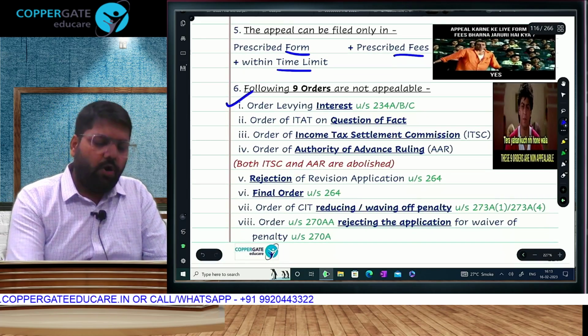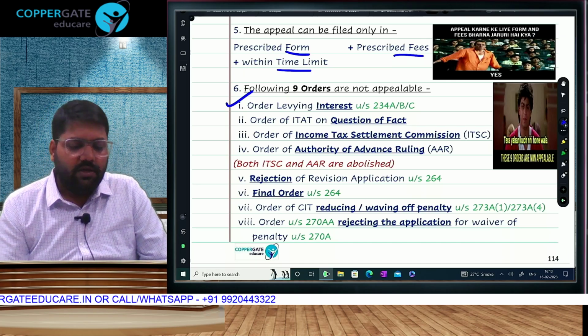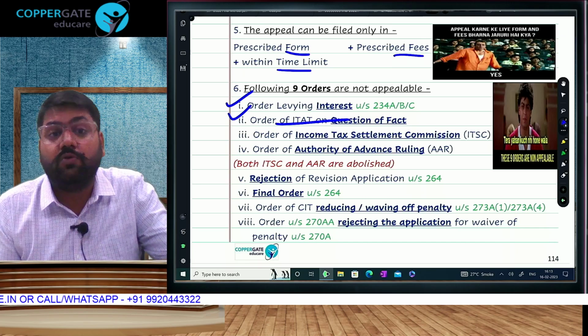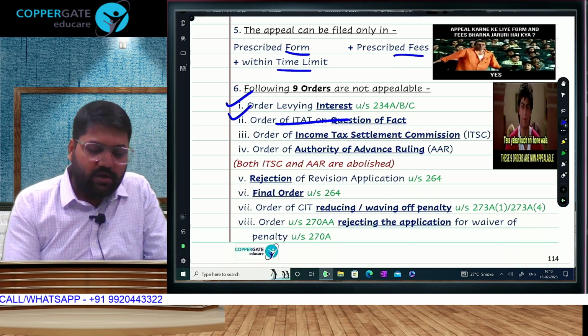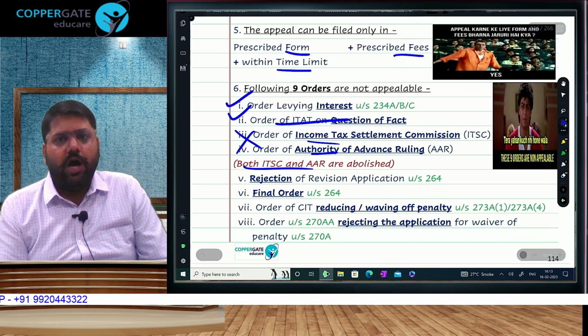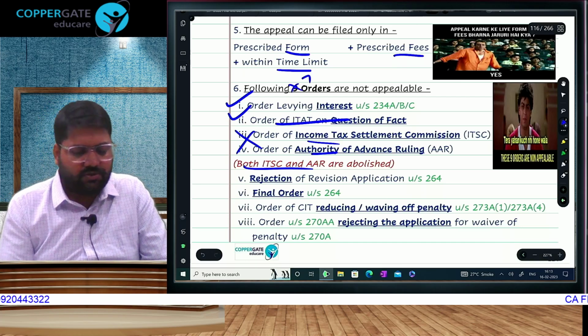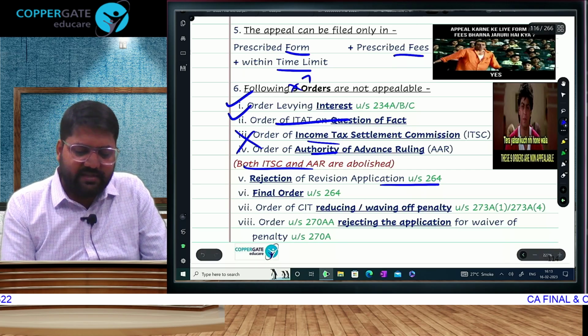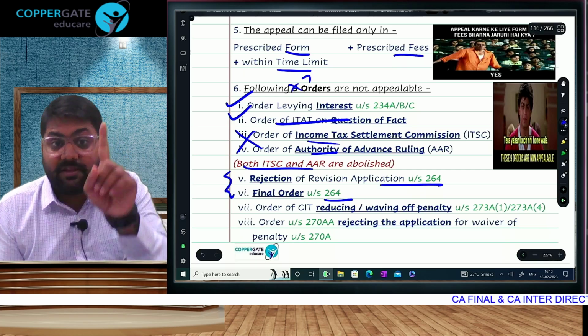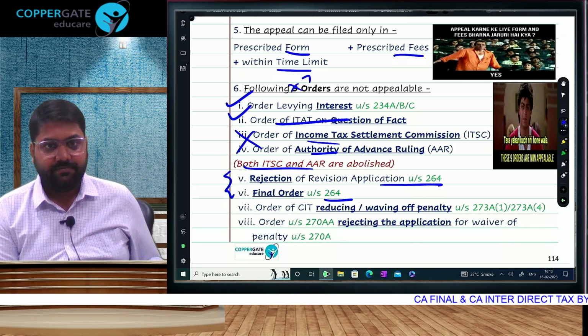What? First, order levying interest under 234A, B, C, non-appealable. ITAT's order on a question of fact, non-appealable, because you can go to High Court only if there is a question of law. Order of ITSC, AR, non-appealable, you can ignore because both ITSC and AR are now abolished. You can convert 9 into 7 also if you want. If there is any rejection of revision application under 264 or final order, these two are non-appealable. Meaning one thing, 263 is appealable.